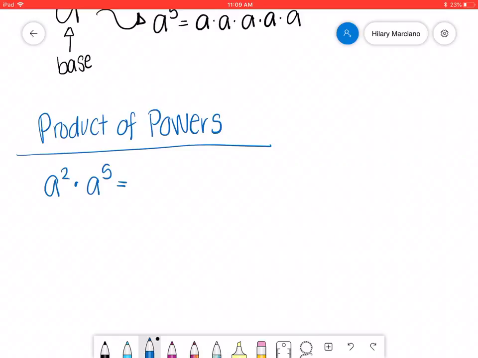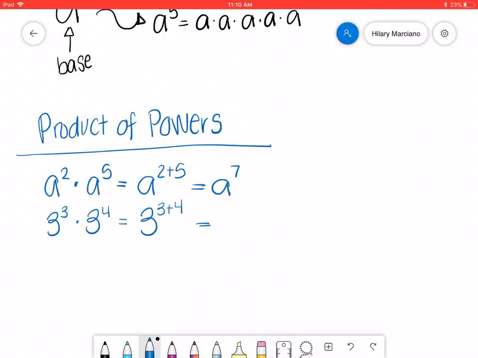So we're going to take a to the second times a to the fifth, and we're going to do a to the 2 plus 5, which is a to the 7th. If we were doing this with numbers, we'd have something like 3 to the third times 3 to the 4th. We would add together 3 plus 4, keep our base the same, and that would give us 3 to the 7th. Then we could plug 3 to the 7th into our calculator to get the actual answer, but 3 to the 7th would be our simplified exponent answer.